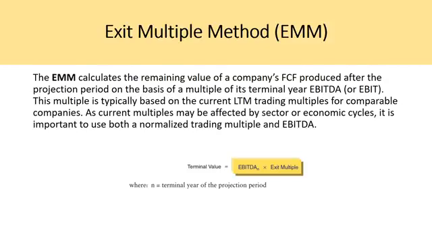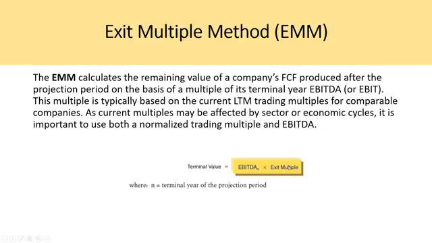This multiple is typically based on the current last 12 months trading multiples for comparable companies. As current multiples may be affected by sector or economic cycles, it is important to use both a normalized trading multiple and EBITDA. So for the terminal value with the EMM, you take the EBITDA of the final period and you multiply it by the exit multiple, which you found using the last 12-month multiples that were found in the industry, right? And you want to make sure that that multiple is normalized, or at least at a steady state level.